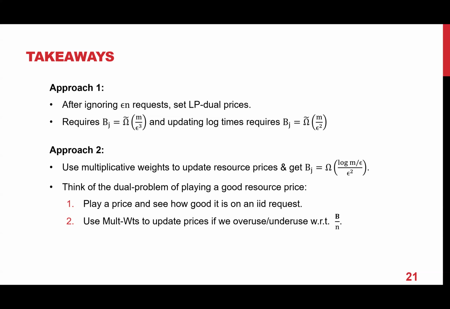At a high level, the idea is that whenever we are playing, these prices can be thought of as experts playing some distribution. Each resource can be thought of as an expert, and you can use this as a subroutine. The precise algorithm is just this: each round, I set up a price and see how much my resource gets consumed. If it's more than B over N, I increase the price; if it's less than B over N, I lower the price. B over N is the expected number in the optimum, because there are B in total, so in each particular time step I expect roughly B over N resource consumption. Any questions?